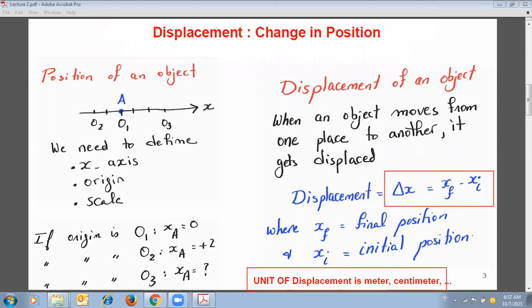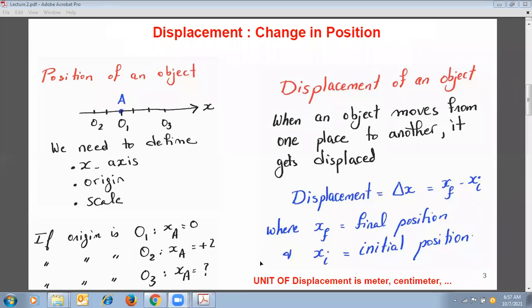Here it is. Okay? The unit of displacement is meter, centimeter, kilometer, just the proper unit of displacement. If we follow the metric system, then it is meter. Okay, but it doesn't always have to be meter. It can be kilometer, centimeter, decimeter. So this is about displacement, what we learned yesterday.